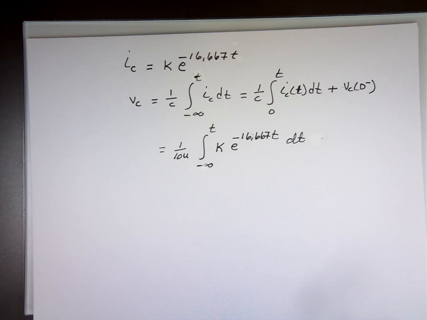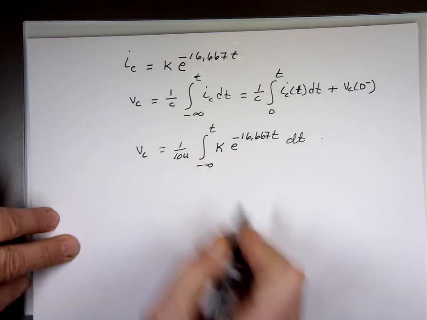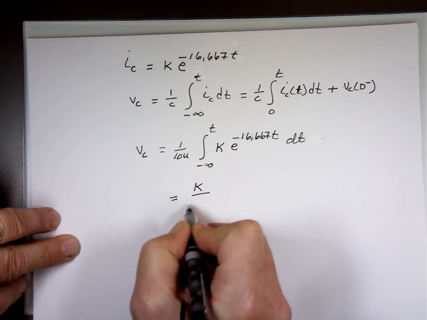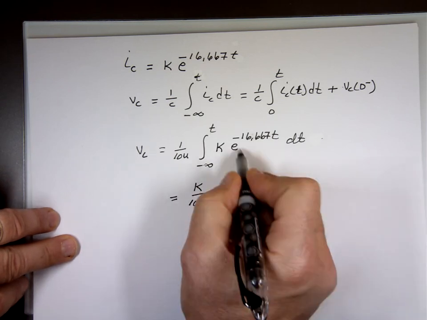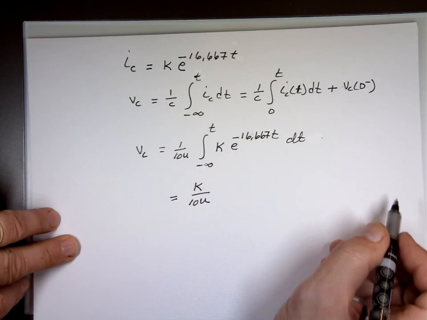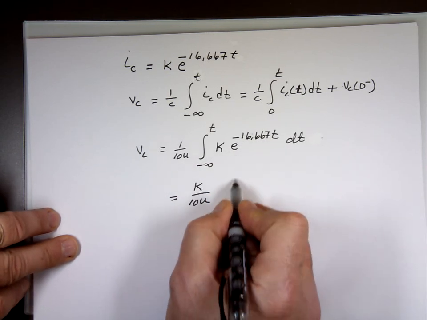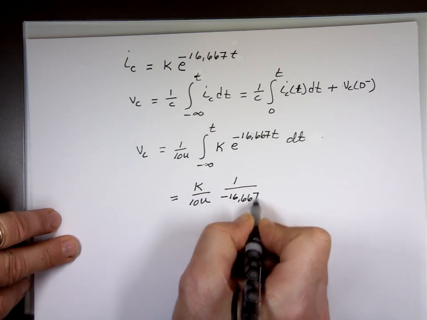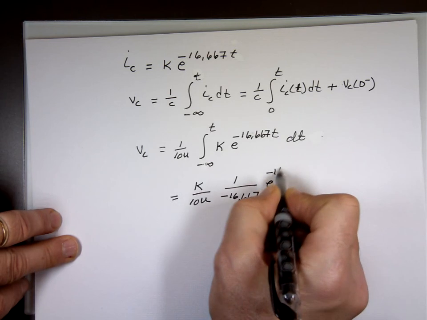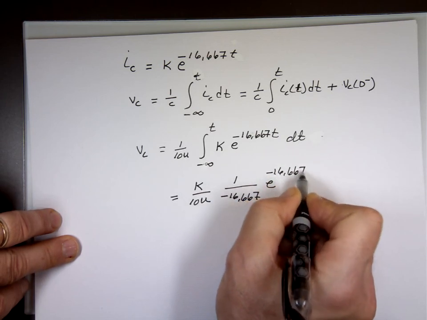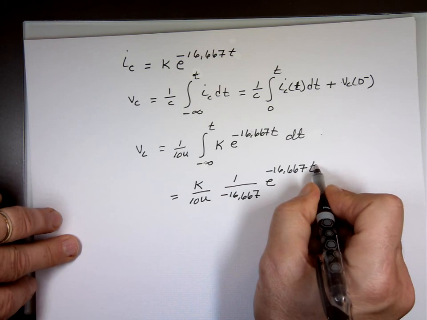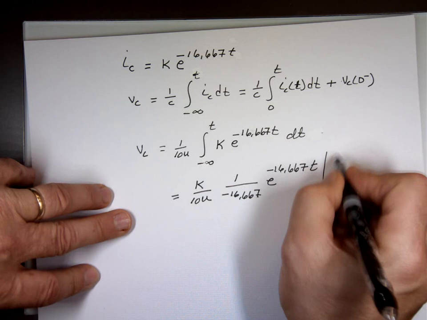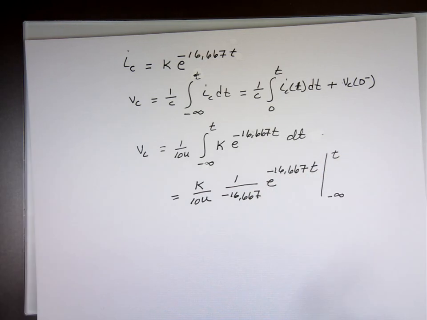How do you integrate this? You're going to take K in the front over 10 micro. What's the integral of e to the minus 16,667t? Isn't that 1 over negative 16,667 e to the power of negative 16,667t, as t goes from negative infinity to t? You don't want to put in 9 for K? Well, I'm going to do that later. Oh, okay.